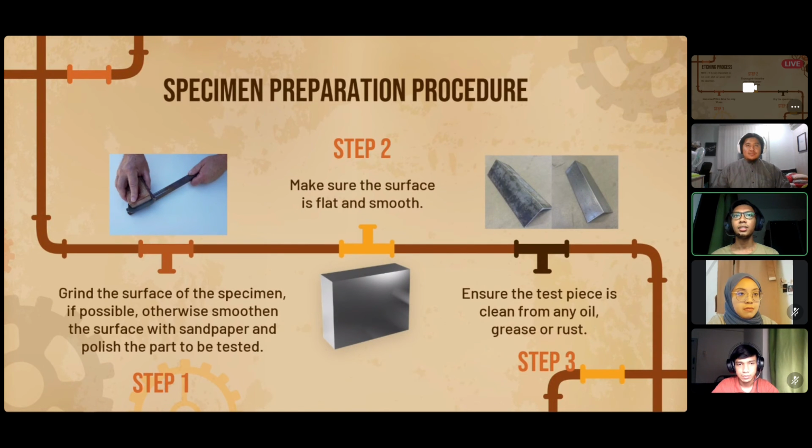Specimen preparation procedure. Step 1. Grind the surface of the specimen if possible. Otherwise, smoothen the surface with sandpaper and polish the part to be tested. Step 2. Make sure the surface is flat and smooth. Step 3. Ensure the test piece is clean from any oil, grease, or rust.